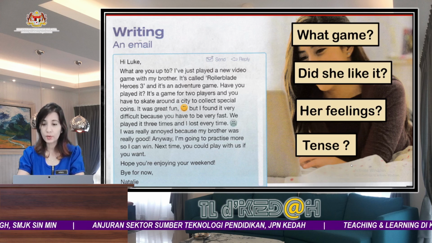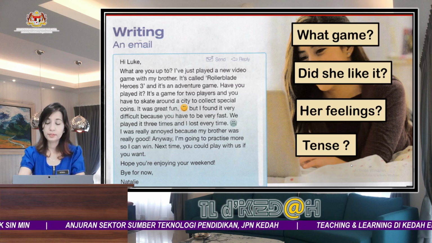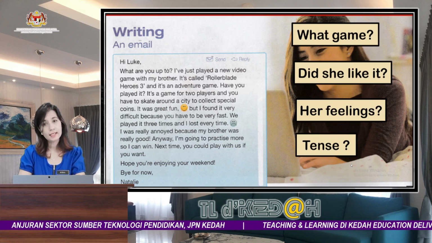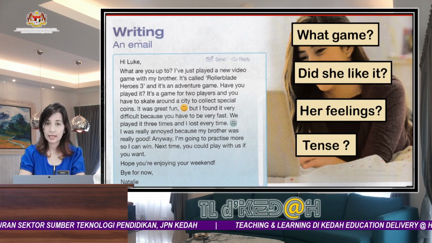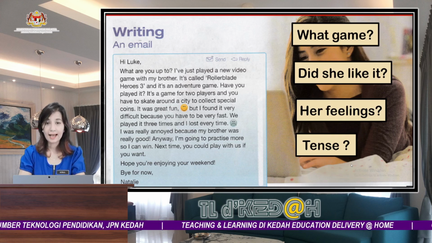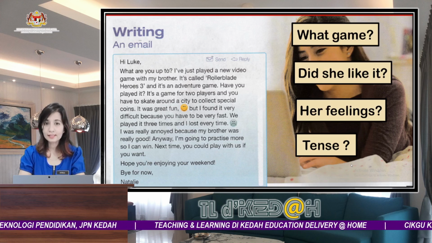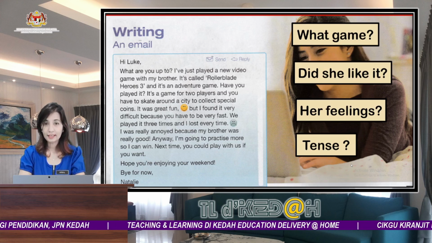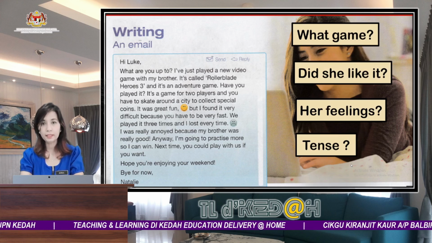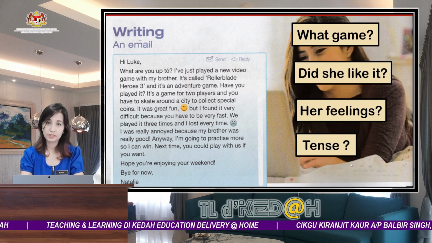That's why the tense here, teacher has put the tense right at the bottom, because for me, this is secondary. When it comes to writing, the most important part is the content, the idea, how you answer the question. Okay? If your friend asks you for A, you answer B, then it's not responding to the question.